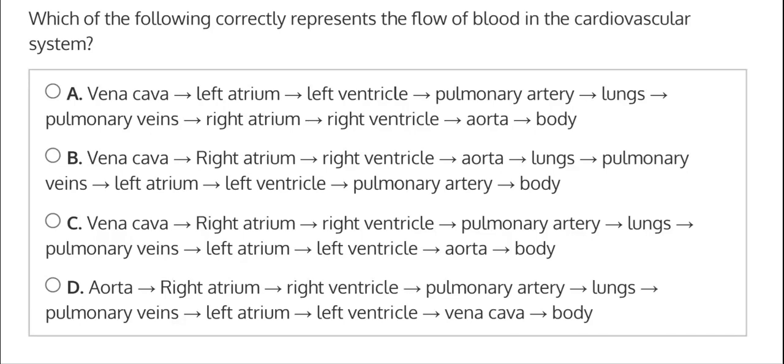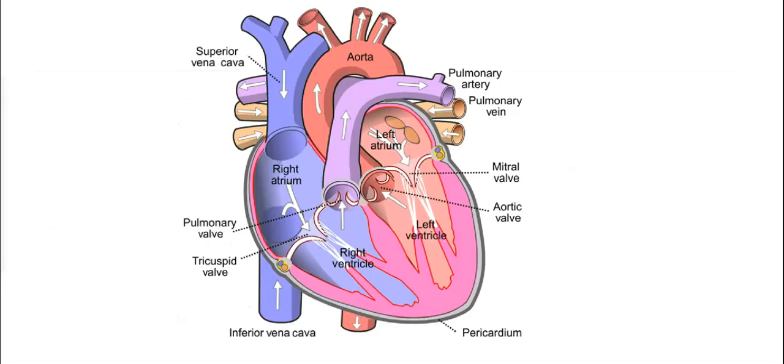So let's pull up the diagram. Now let's take a look at the heart diagram and figure out the way blood flows, and then we'll look back at the choices and see which one matches that. If we take a look at the heart itself, we can see that it is divided up into 4 sections. So you have your heart. It's basically outlined like this.